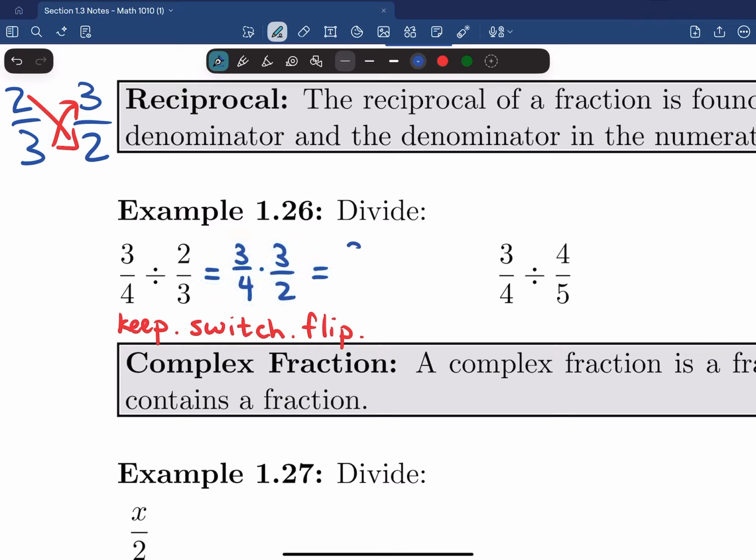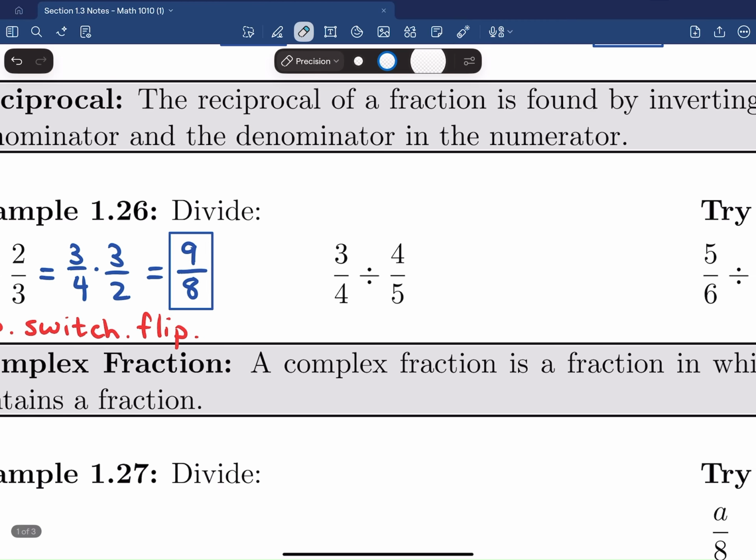And so I multiply like I learned before. 3 times 3 is 9, and 4 times 2 is 8. I get 9/8, and I notice that I can't find a common factor of the numerator and denominator, so it's fully simplified already.